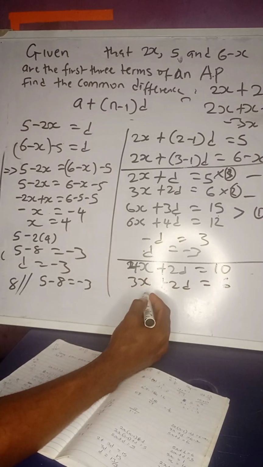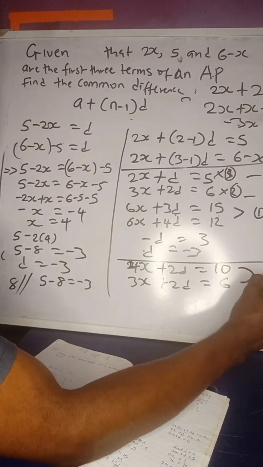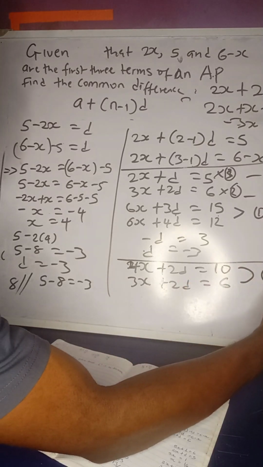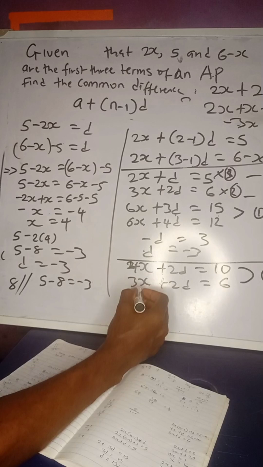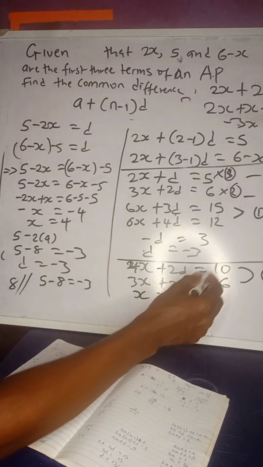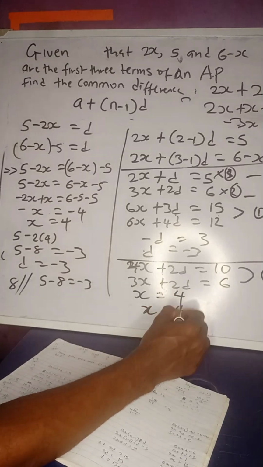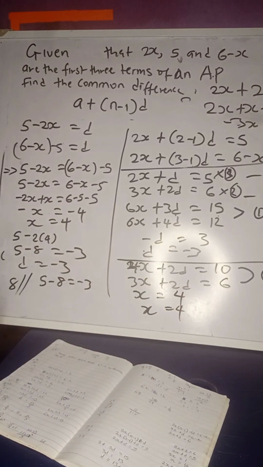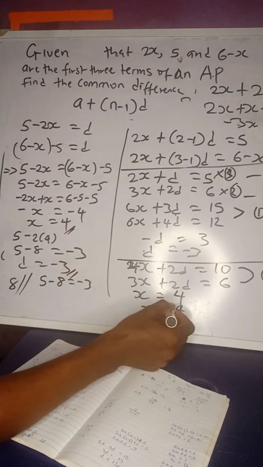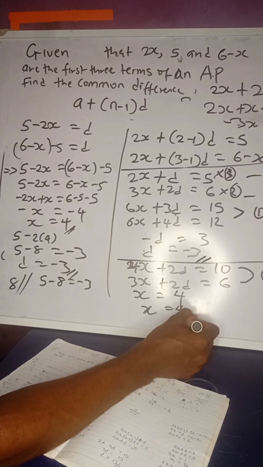So if I subtract equation 2 from equation 1, I'm going to have 4x minus x, and the d is already out. 10 minus 6 gives 4. You see that our x equals 4. The same thing we have here: our x equals 4 and our d equals minus 3.